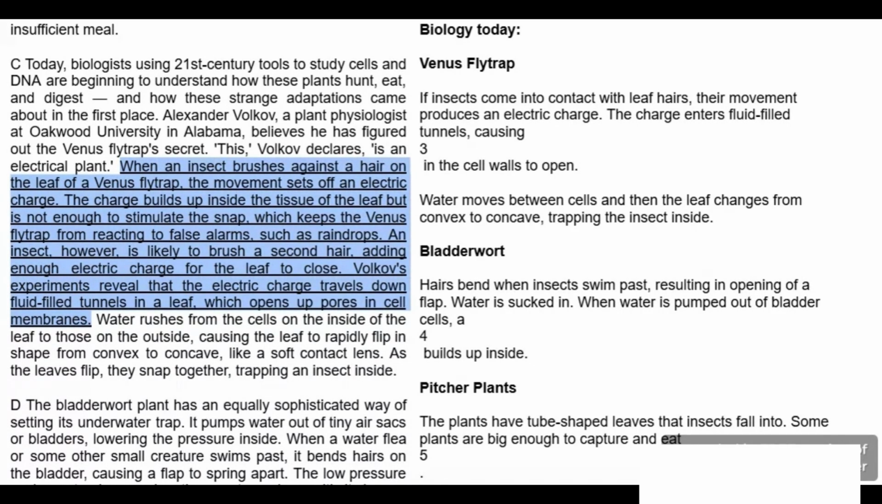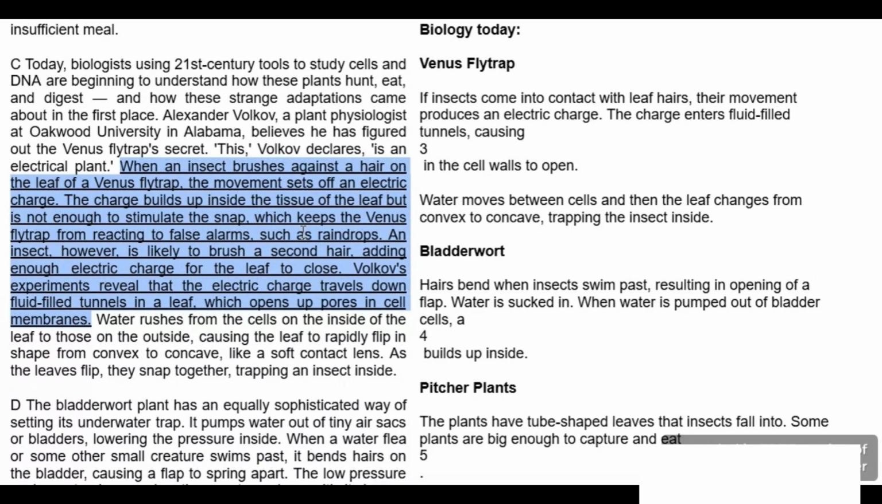So, when an insect brushes against the hair on the leaf of a Venus flytrap, the movement sets off an electric charge. The charge builds up like this. We should understand the process being described. The trigger is what starts the process: an insect touches the hair on the leaf. The text says when an insect brushes against a hair on the leaf, an electric signal starts. What happens next? This touch creates an electric charge, and the text says the movement sets off electric charge. And then the signal travels.